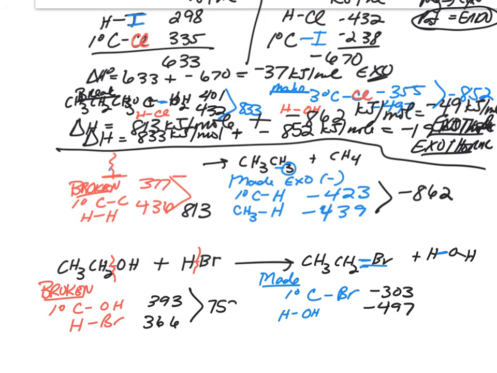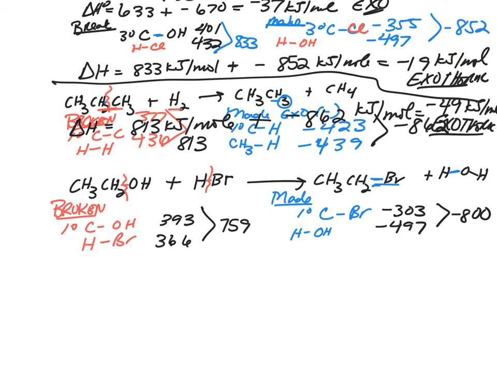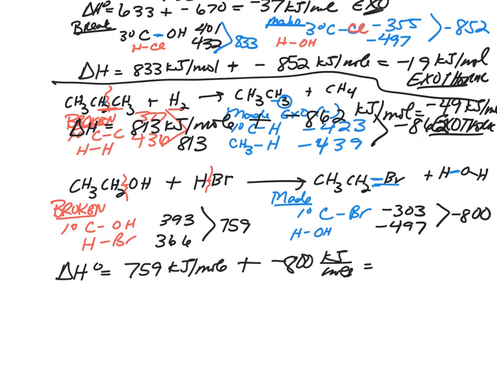So let's add this up, 393 plus 366. That is 759 kilojoules per mole. And then we have 303 plus a negative 497. This is negative 800 kilojoules per mole. And now we do our addition. Our delta H equals 759 kilojoules per mole plus a negative 800 kilojoules per mole. And that equals a negative 41 kilojoules per mole.